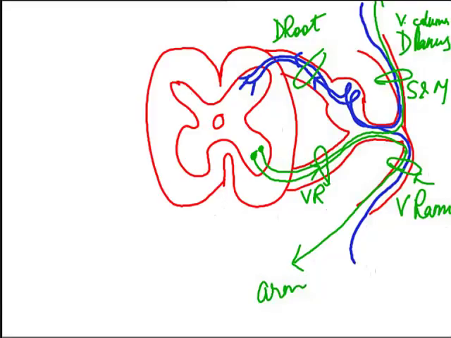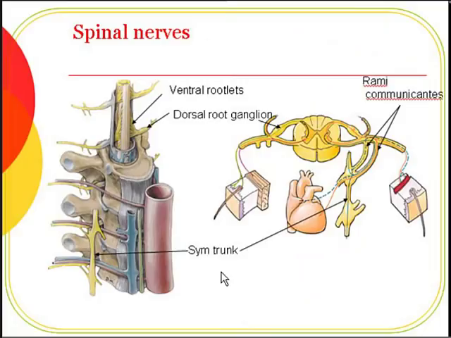Now what you also see up here in this picture are what are known as rami communicantes. These rami communicantes connect the sympathetic nervous system, which is the sympathetic trunk here. They connect it to the spinal nerves.